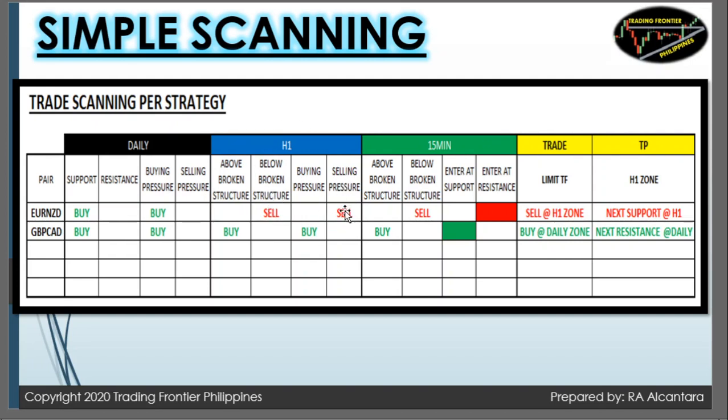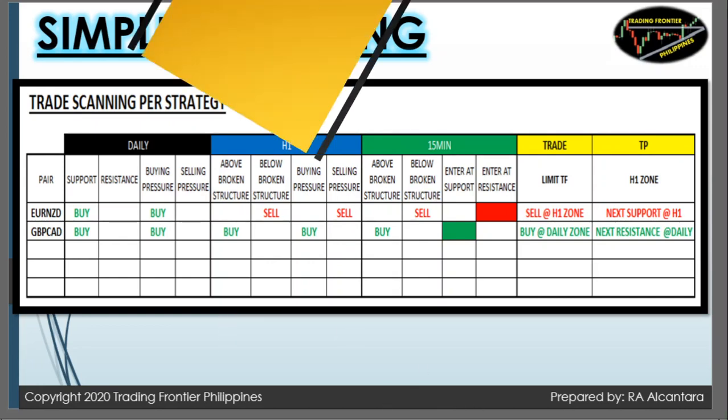A selling pressure candlestick formation. So which implies that on a daily, I am on a buy position. However, on H1, the market structure is telling me that I need to sell. Okay? So again, I go down to another lower time frame for the entry.